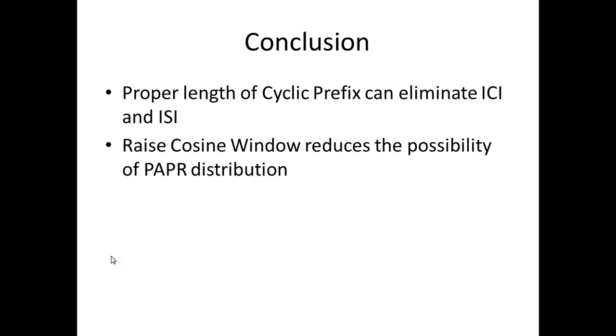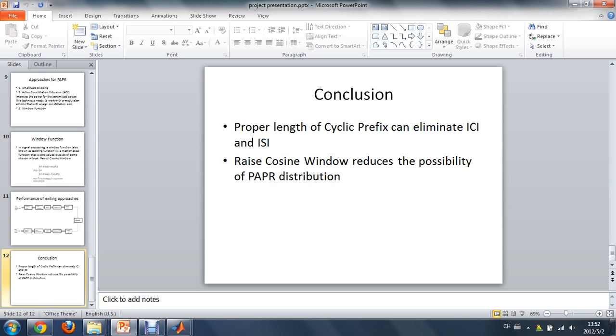So in conclusion, these two methods can work well, and if I choose a proper length of the cyclic prefix, the system can eliminate inter-channel interference and inter-symbol interference. And by using the raised cosine window, it is obvious that the PAPR distribution can be reduced greatly. Okay, so now let's go to MATLAB to see the simulation result.